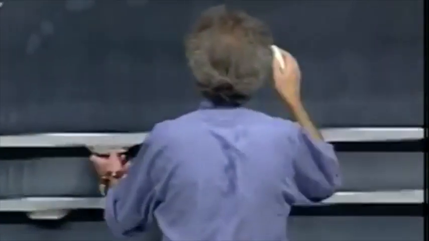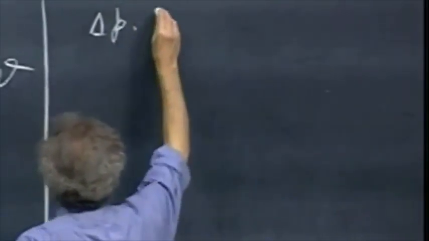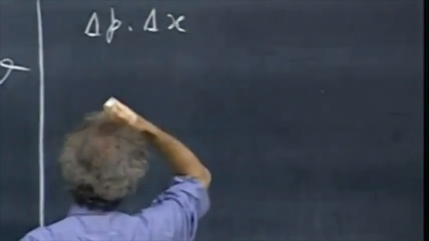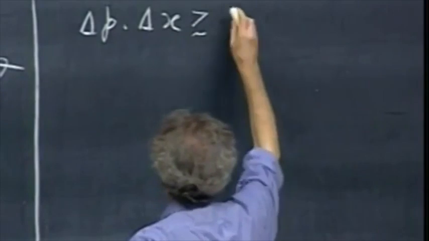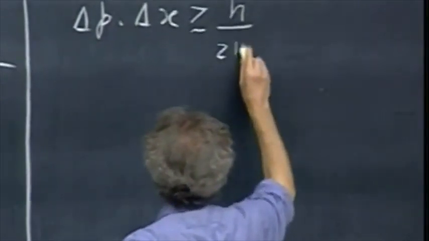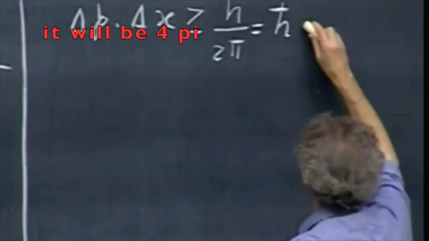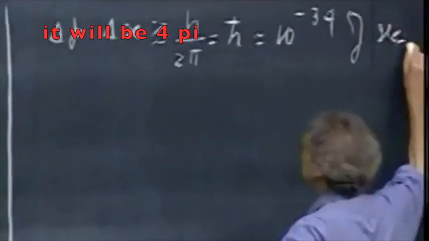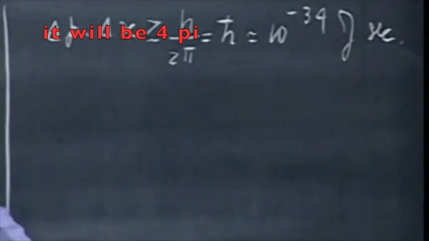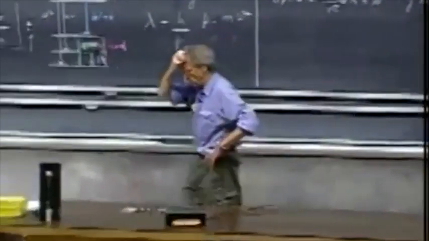What does it mean? First, let me write down Heisenberg's uncertainty principle. Delta p, which is the uncertainty in the momentum, multiplied by delta x, which is the uncertainty in the position of that particle, is larger than or approximately equal to Planck's constant divided by 2 pi, which in physics we call h bar, and h bar is approximately 10 to the minus 34 joule seconds. You see, h is 6.6 times 10 to the minus 34. If you divide that by 2 pi, you get about 10 to the minus 34.